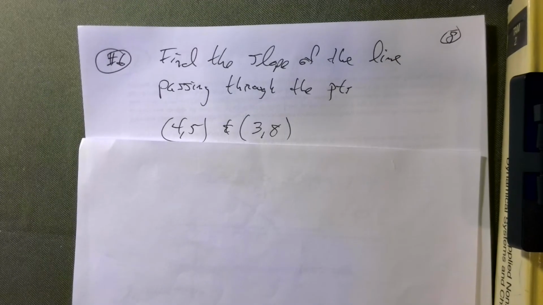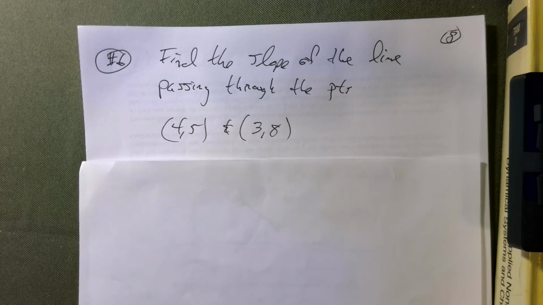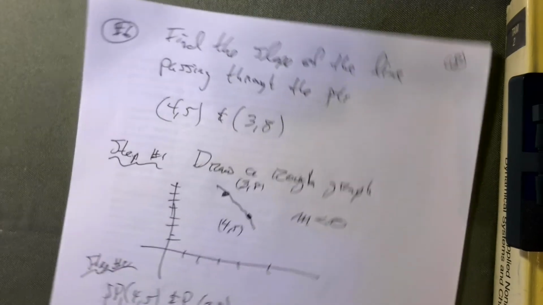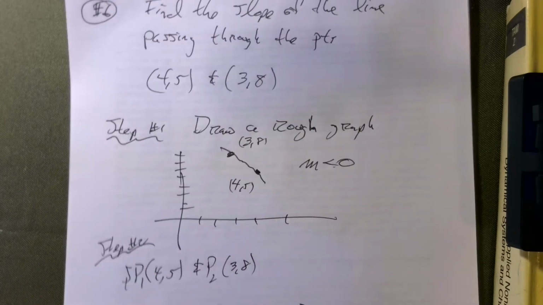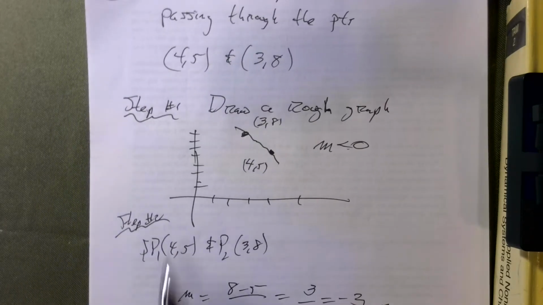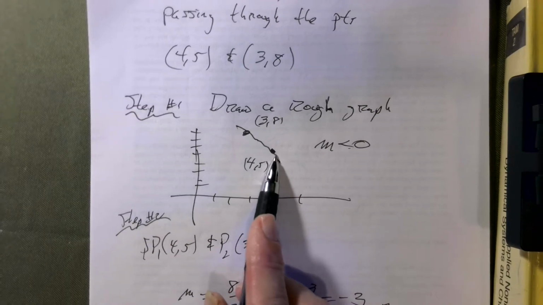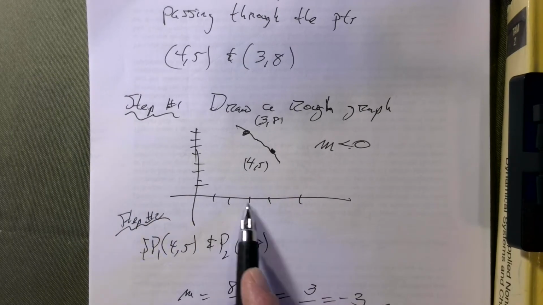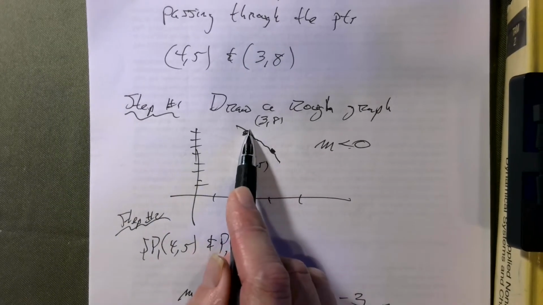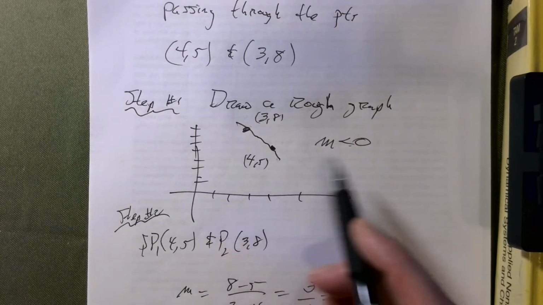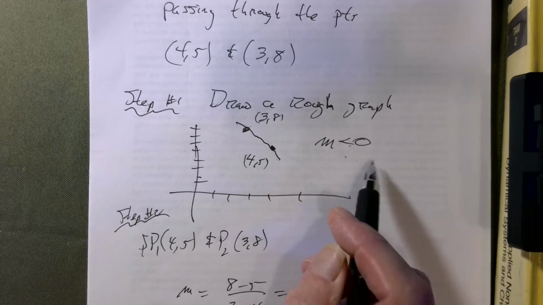Okay, so let's find the slope of the line passing through these two points, (4, 5) and (3, 8). What I would strongly suggest that you do is not put stuff into a formula. Draw a rough picture. So (4, 5) means move over 4, go up 5. And (3, 8) means go over 3, go up 8. Make a quick graph.